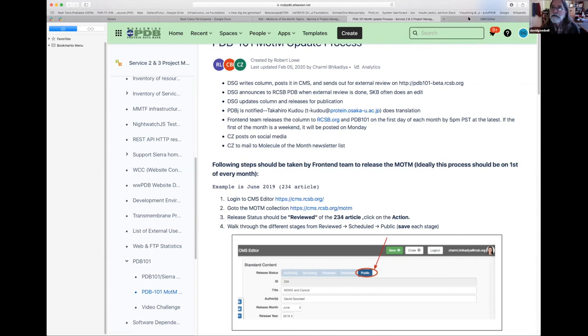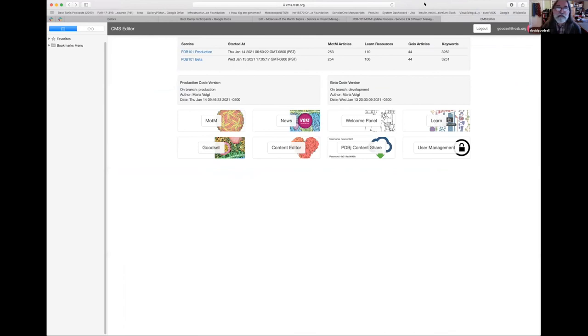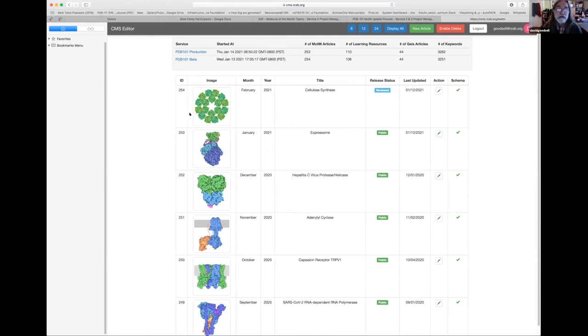Okay, and then finally, I'll just give you a little preview of what my life is going to be like for the next 6 months. Each month, we have this really nice content management system that allows us to create and update all of the materials on PDB-101. There's a whole section over here for the Molecule of the Month that has up to 254 of them now. Here's the new one that's going to come up in February on cellulose synthase. And you can see it's been reviewed, but it hasn't been made public yet.